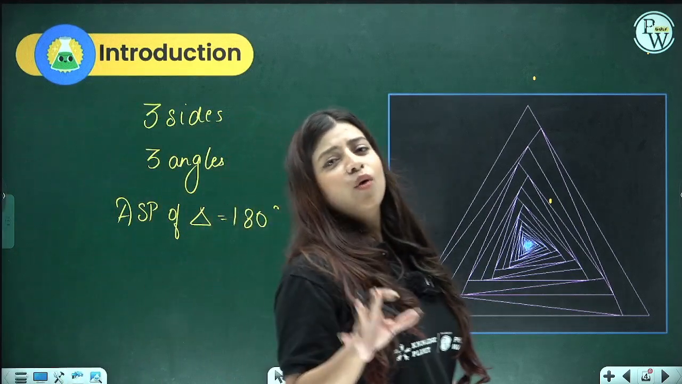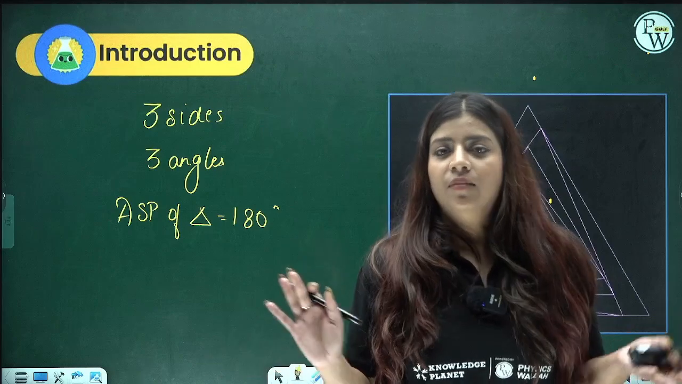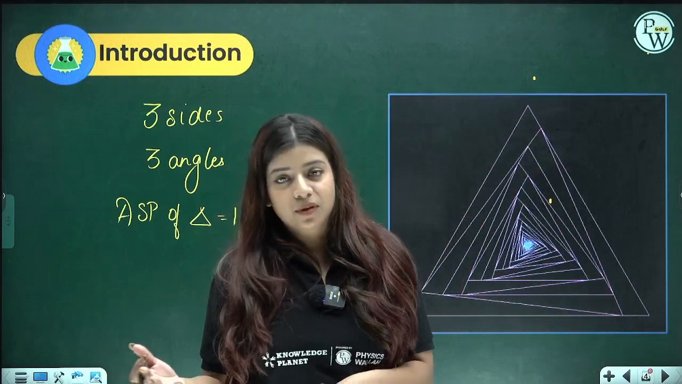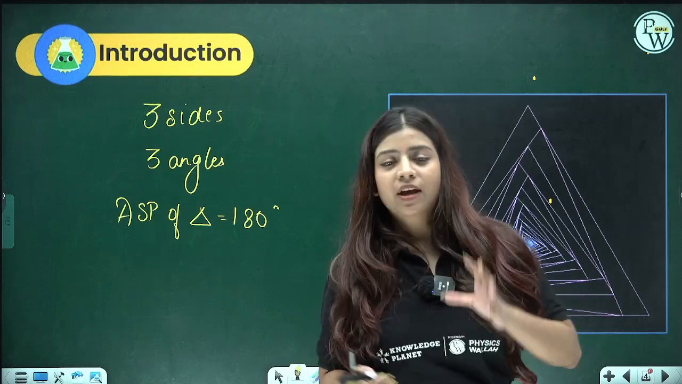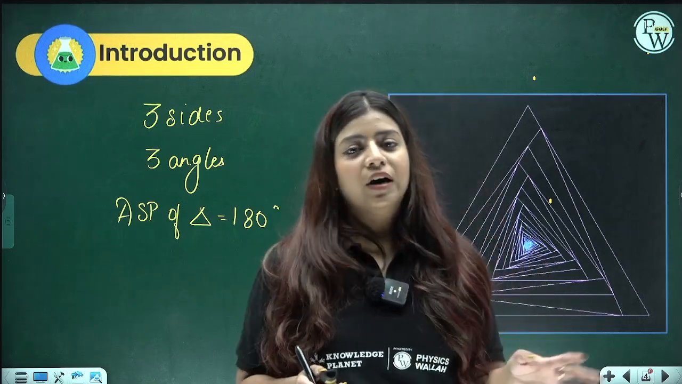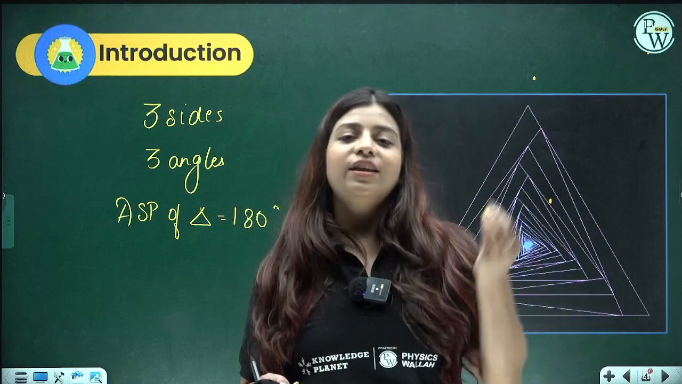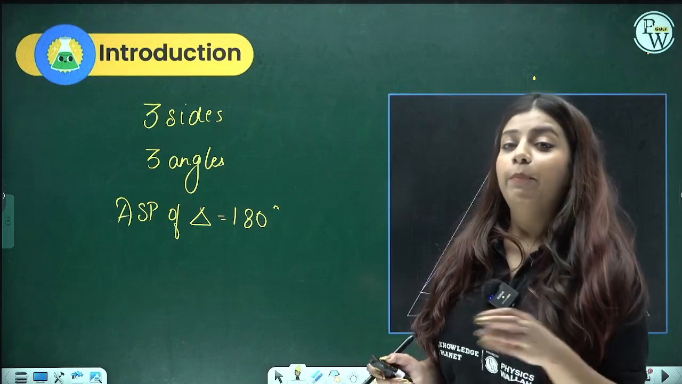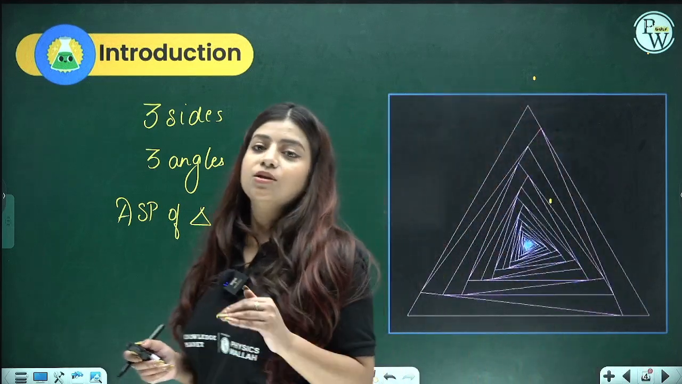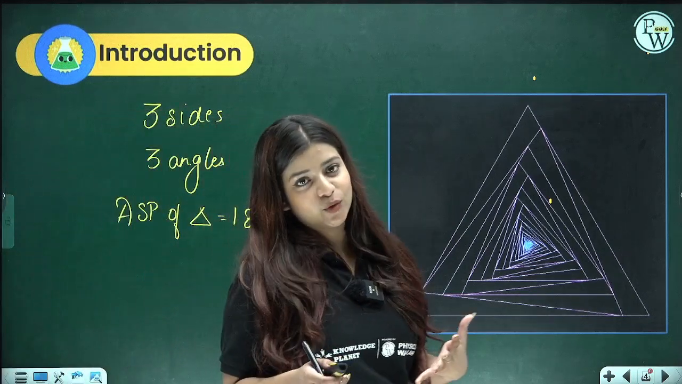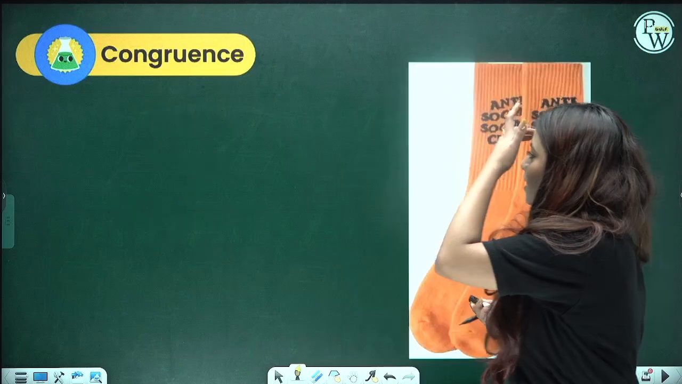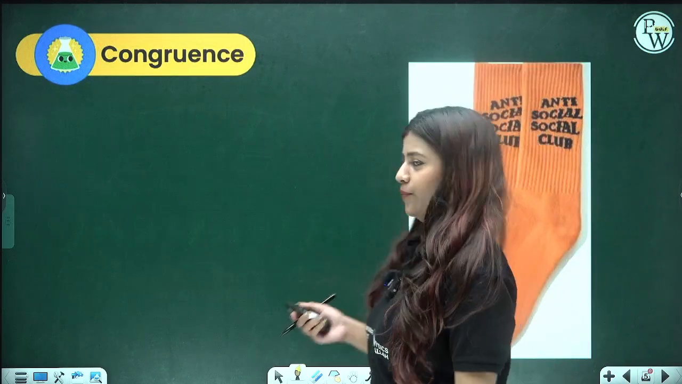Right? Now what if we have two triangles? Either they may be equal, right, or they may be unequal. These are the only two things that we have. If we have two triangles in front of us, either they will be equal or they will be unequal. Now depending on what are all the criteria on which they can be equal, this is something that we are going to talk about in congruency of triangles. So the next thing that we have is congruency, right?